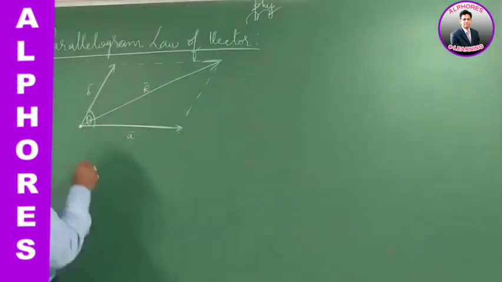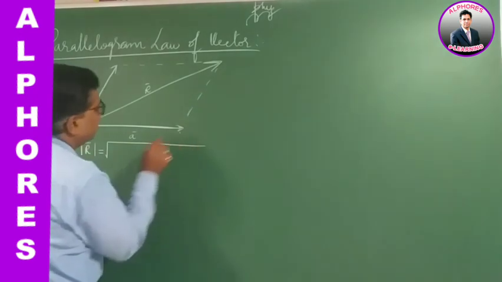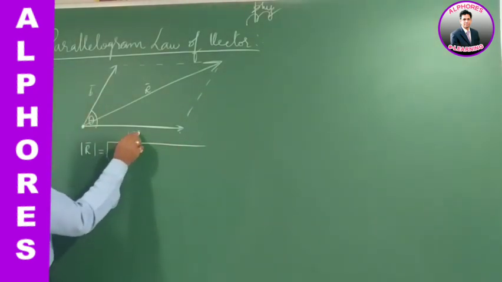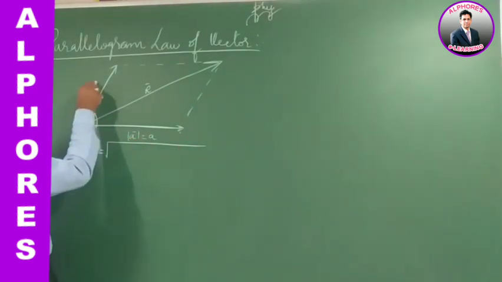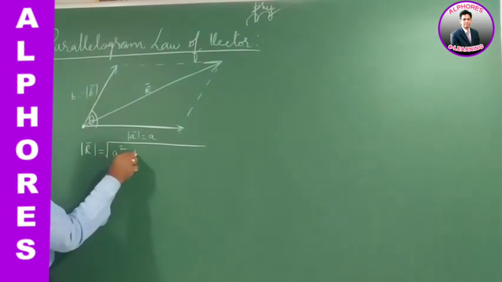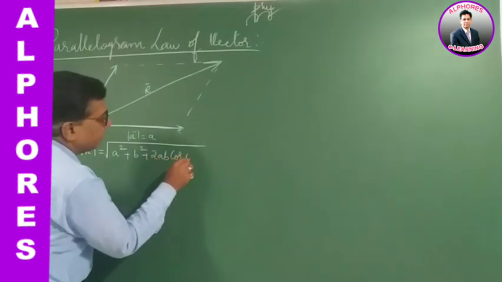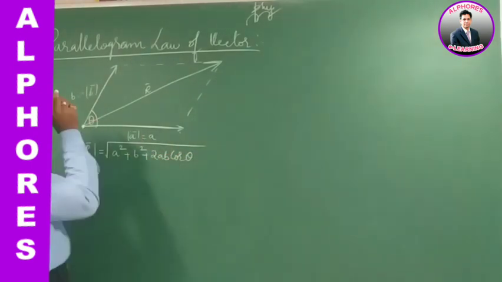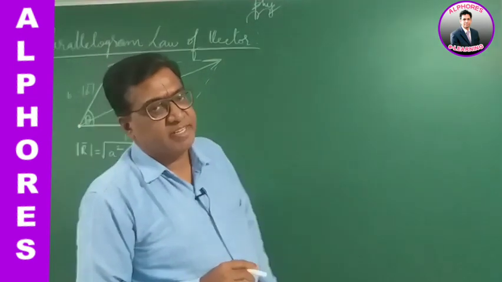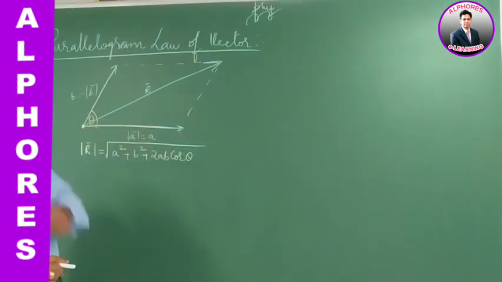Now we have derived the formula for the resultant magnitude. Mod R is the square root of, well, the magnitude of A is simply A, suppose, and the magnitude of B is simply B. Then it is A square plus B square plus 2AB cos theta, where theta is the angle between the vectors. So the magnitude of the resultant R is root of A square plus B square plus 2AB cos theta.